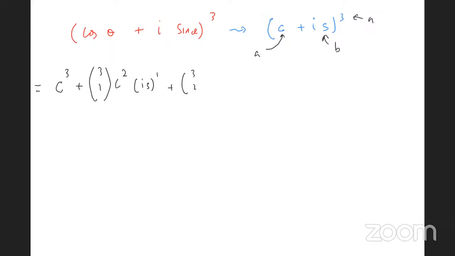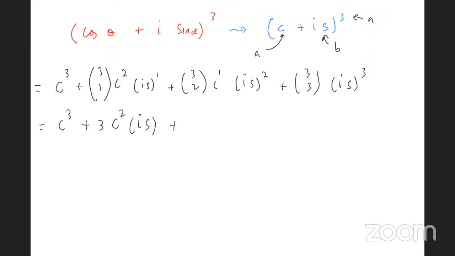Plus 3C2 C, iS squared. Sorry, there should be 1. Plus 3C3 iS to the power of 3. So what you're going to get here is this. You're going to get C cubed + 3C squared iS. 3C2, that's 3C. Here you will get i squared S squared. 3C3, that's 1. So that'll be 1 times i cubed S cubed. All right?